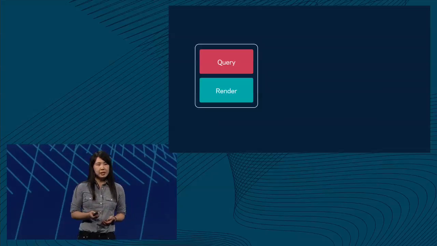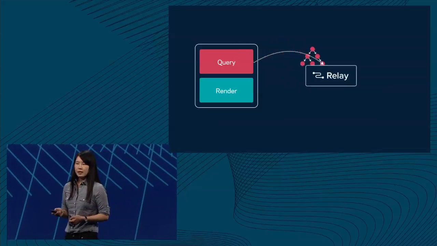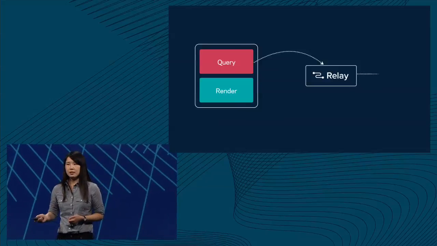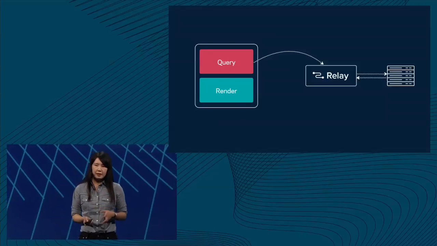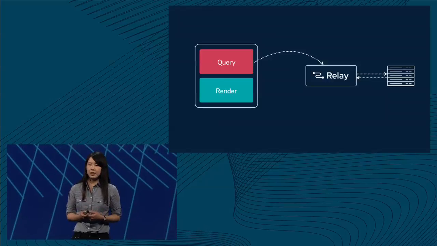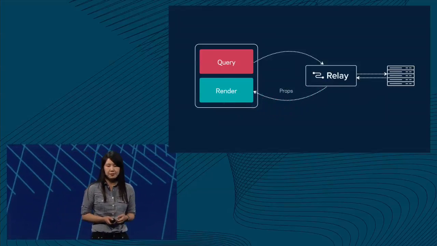So now that we have both query and render in the same component, let's see what it looks like when we actually run this on the client. What Relay will do is take that data query tree and actually send it to the server. When we get a response back, Relay will break down that payload and store it in our cache of GraphQL data. And then it'll construct a set of props for the views to use.